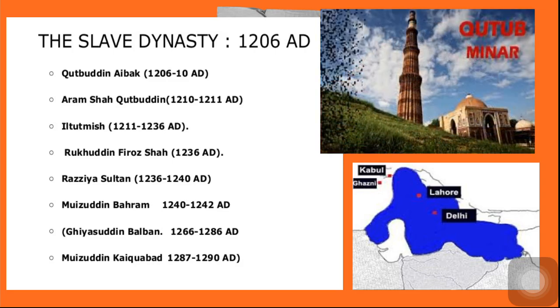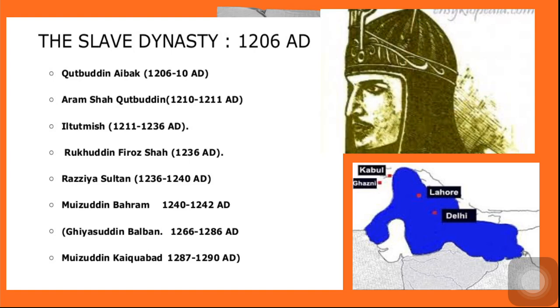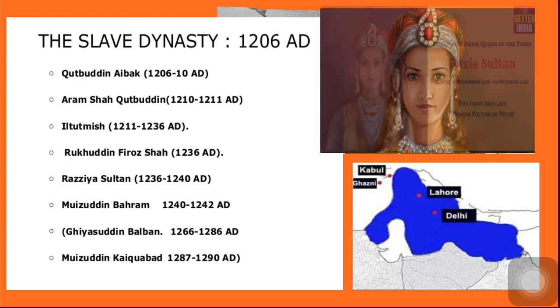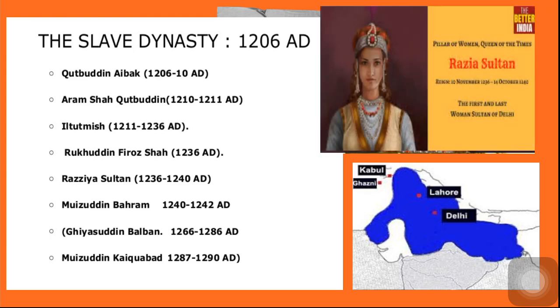When Iltutmish died, his son Ruknuddin Firoz succeeded him, but he proved to be an incompetent ruler. So the nobles asked his daughter Razia Sultana to take the throne. She had mastered the art of government and leadership under her father and had all the qualities of a monarch.